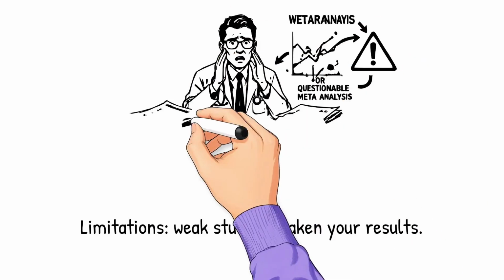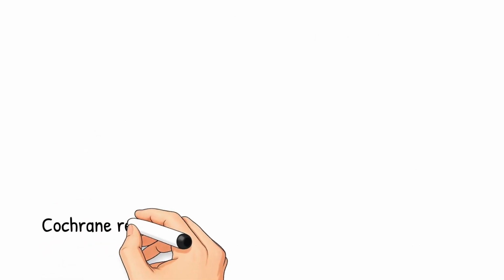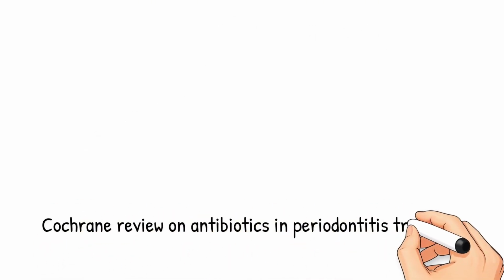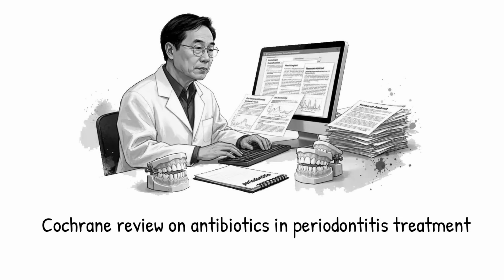If the included studies are weak, the review inherits their weakness. If the studies are too different from each other, different patients, different protocols, different follow-up, combining their numbers may mean nothing. Real example: a Cochrane review asks whether systemic antibiotics improve attachment levels in periodontitis patients compared to scaling alone.